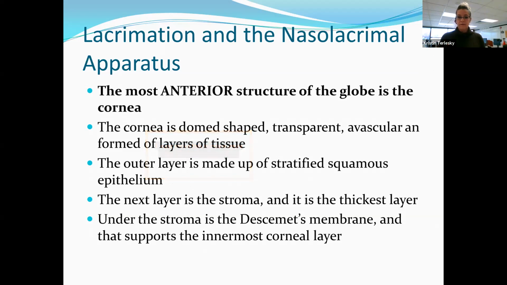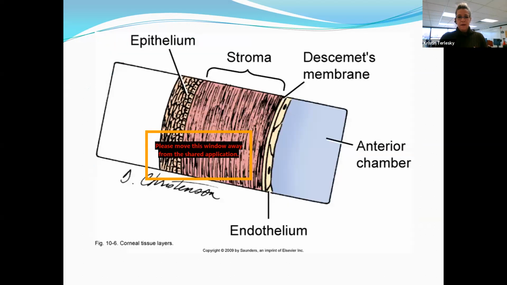So 4 layers, and it explains the layers in here. You have your squamous, your outer layer, you have your stroma, and then you have your Descemet's membrane. Okay, and again, we're not concentrating too much on the names of it. Just know that there's 4 of them. Okay, so that's a little visual there for you. This is the anterior chamber here, so we're not going to worry about that too much right now. But this is your first layer, your endothelium, and then there's your Descemet's membrane. Then there's your stroma and your epithelium.